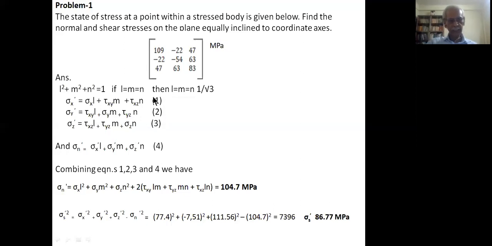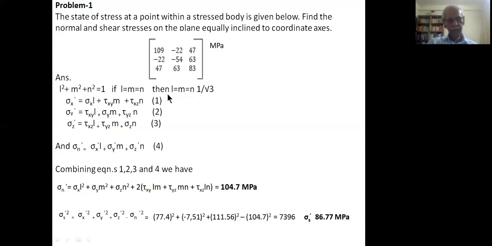So these three equations we have already seen before, and also we have seen that if we resolve sigma x dash, sigma y dash, and sigma z dash along the normal, then we get equation 4. So if we combine equations 1, 2, 3, and 4, we get sigma n dash. All you have to do is simple algebra. You will see that sigma n dash is sigma x l square plus sigma y m square plus sigma z n square plus 2 times tau xy lm plus tau yz mn plus tau zx ln. It's a very simple derivation. You can do it yourself. You substitute 1, 2, 3 in equation 4, and you will get this.